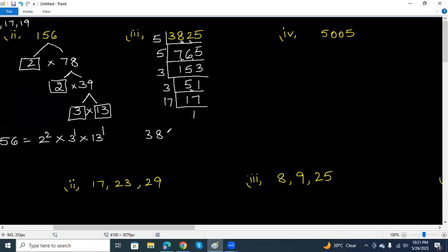So 3825 can be written as 5 is how many? 2. 5 square into 3 is how many? 3 square into 17. See here, 3 is smaller and 5 is bigger than 3. There is no rule that you need to mention this factor first and this factor second. So irrespective of the order of the primes, you can represent this in a unique way. Okay, now this one also we can do with 5 only.